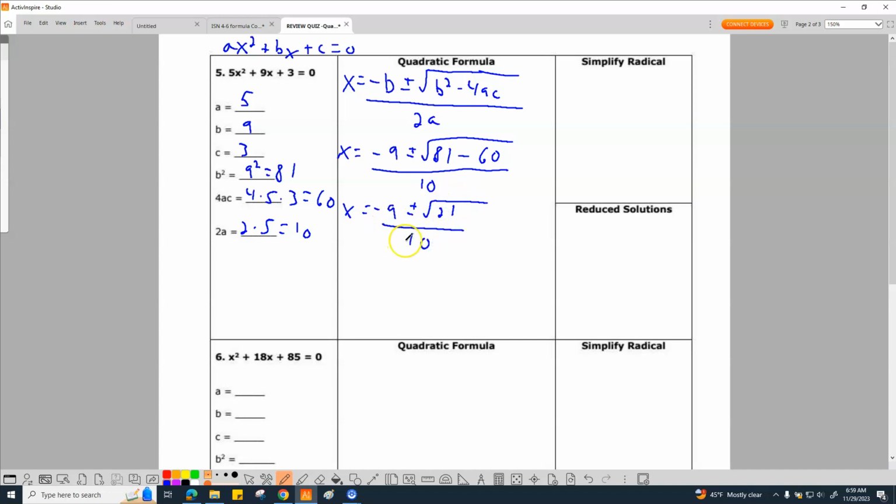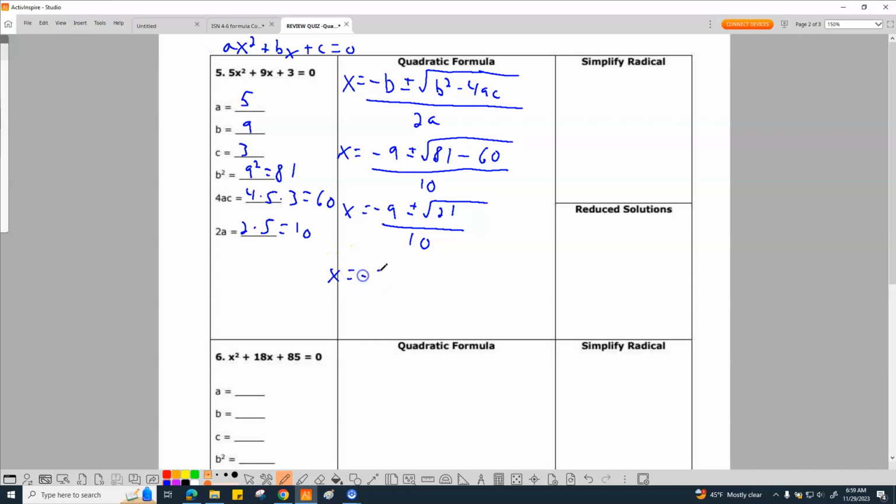And this is kind of fun because it doesn't simplify. 21, you can break apart as 7 and 3, but those aren't perfect squares. And then 9 and 10 don't reduce. So you're literally looking at your answers. And since your answer is set up this way where there's a radical in it, you can keep the plus minus together. For those who are like, but I want to separate it.